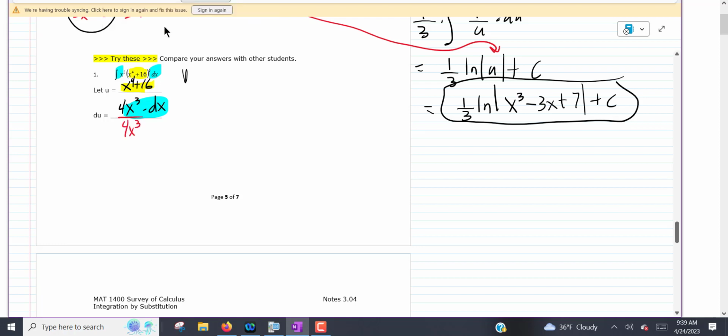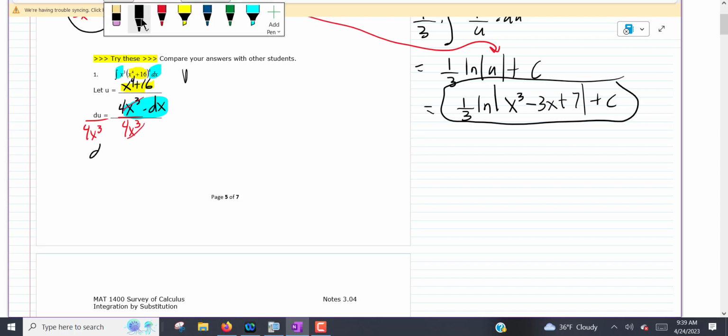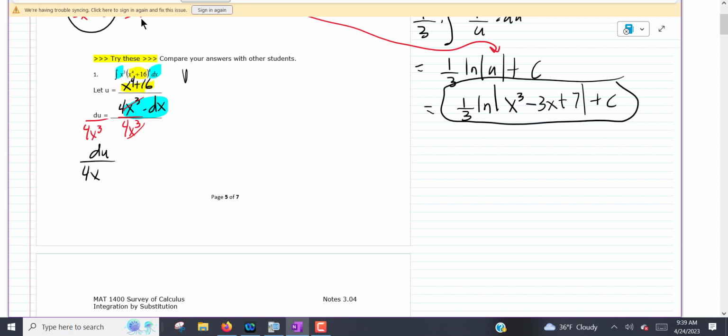Okay, it looked like everybody did that. So you solve for dx. Then what we're going to have is du over 4x to the 3rd is equal to dx, like that. Okay, everybody did that okay. There's not a single student who didn't do that right. The problem is how everything gets substituted in now.